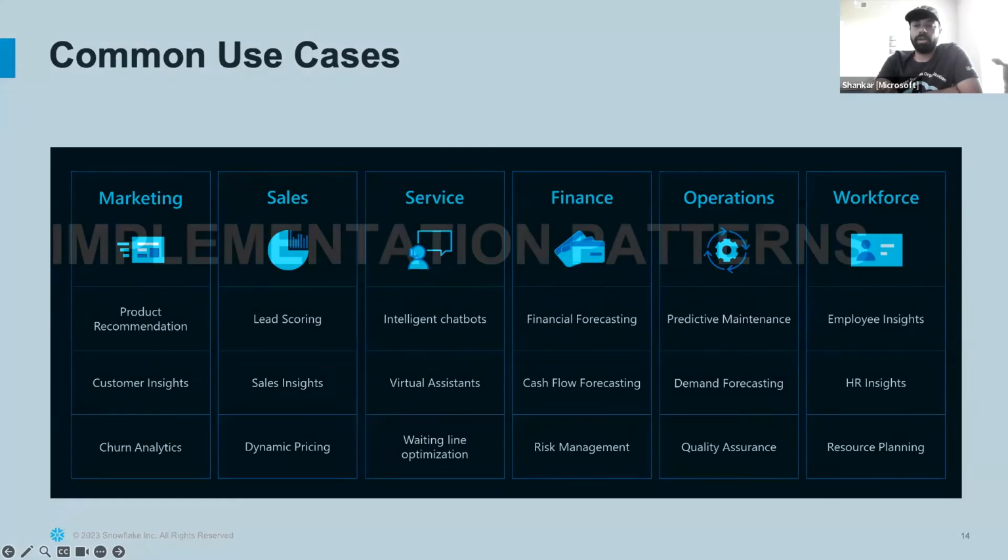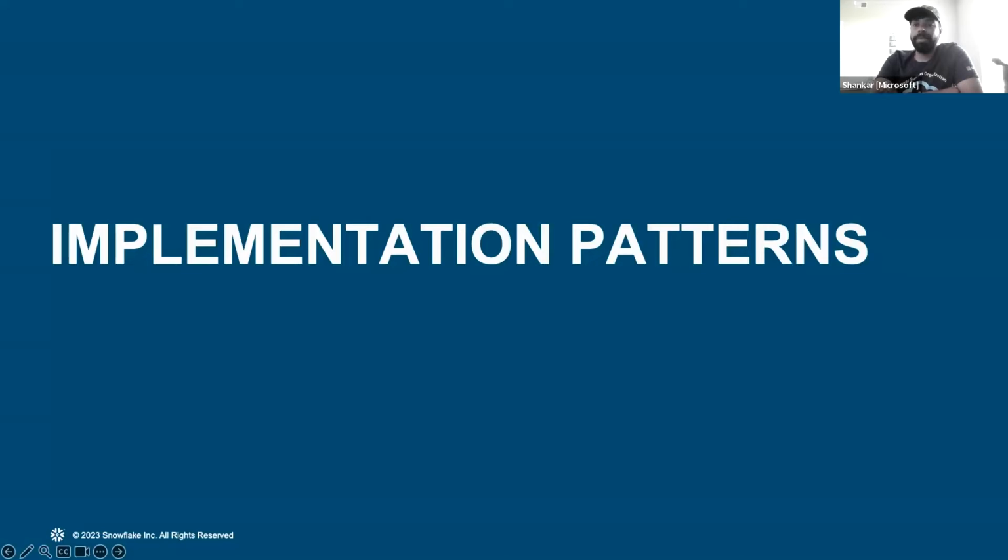Going on to the next one, we're going to see some of the common implementation patterns on how you implement OpenAI with Snowflake. These patterns revolve around the integration technology that is available, as well as the use case and the industry where the business processes reside.